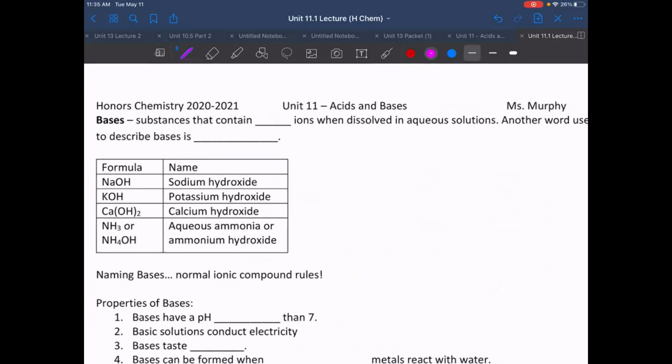So bases. Now this is a specific type of definition. So you can describe bases in different ways. Different people are like, no, this is what I think is a base. But this is specifically Arrhenius. I'm going to make sure I spell this guy's name right here. So this definition is Arrhenius. So what this guy said is a base is a substance that contains hydroxide ions, so OH minus.